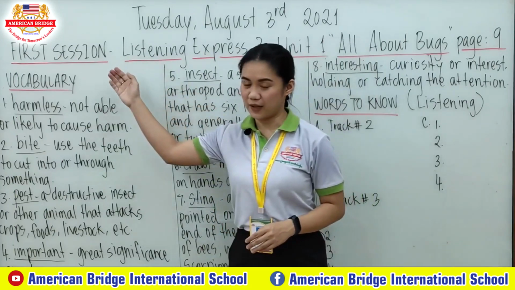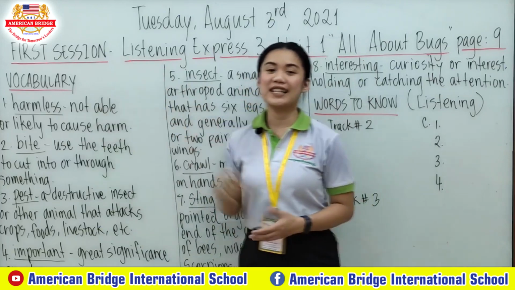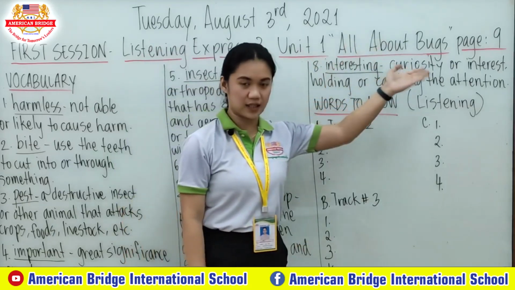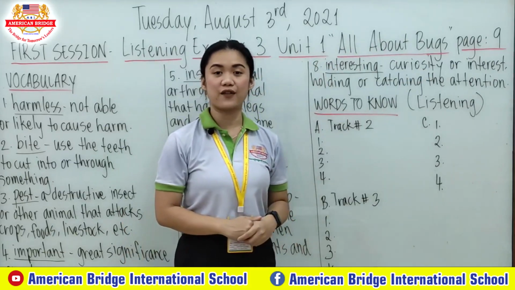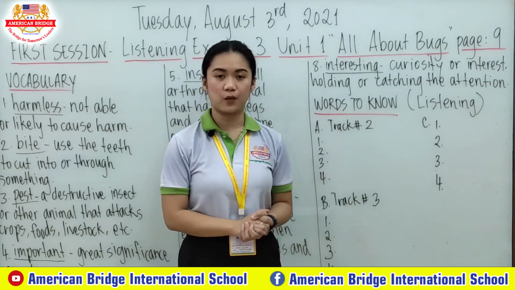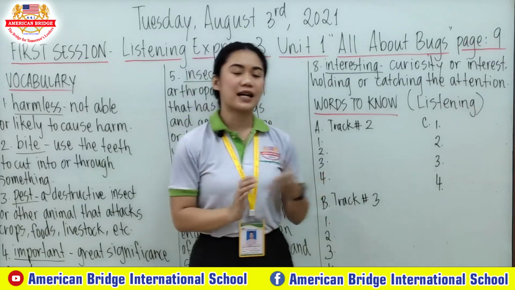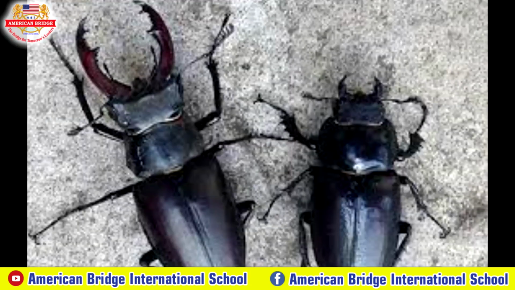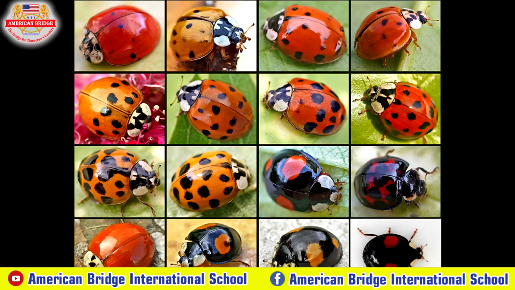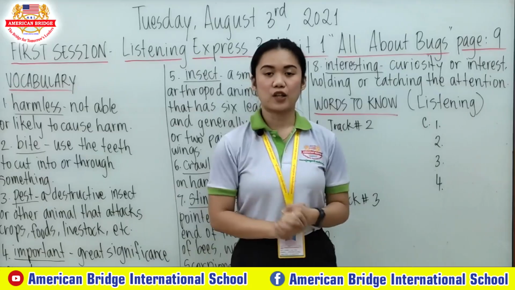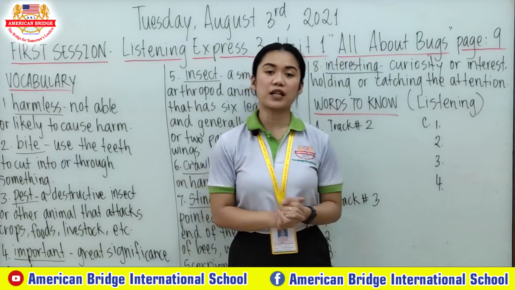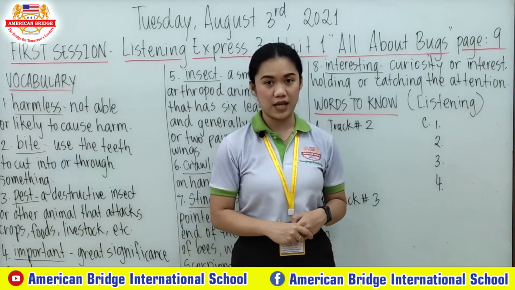For our first session, everyone, like what I've said earlier, we are going to study Listening Express 3, Unit 1, all about bugs, on page 9. Before we proceed, let's talk about these 8 new vocabulary words. Last time we talked about 5 vocabulary words: the beetle, spider, ants, ladybug, and bugs. Now, in the same unit, let's talk about the new vocabulary words that we have.